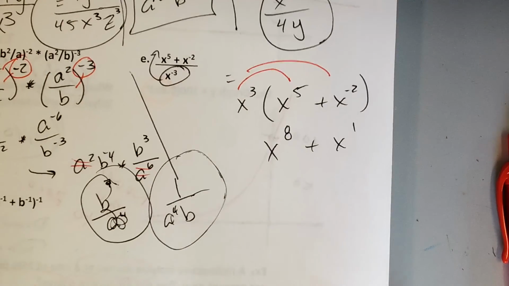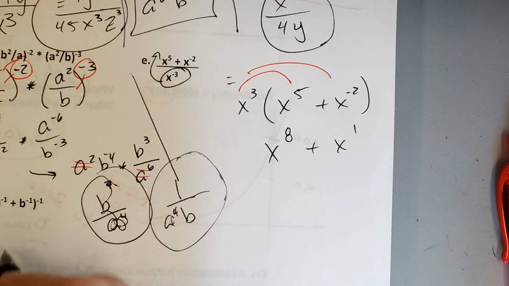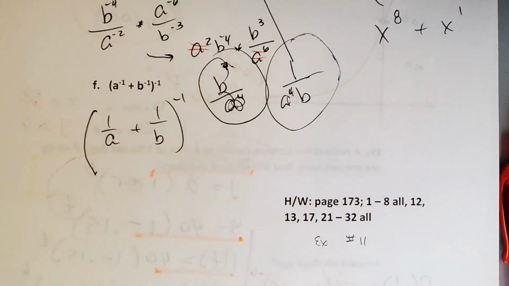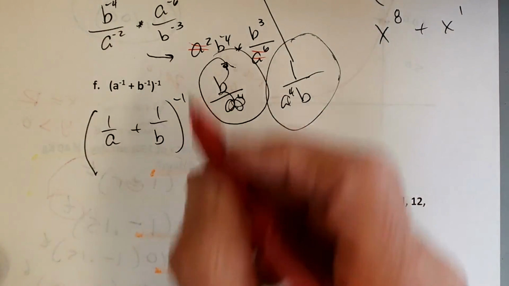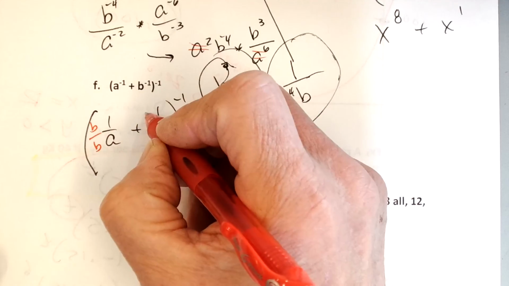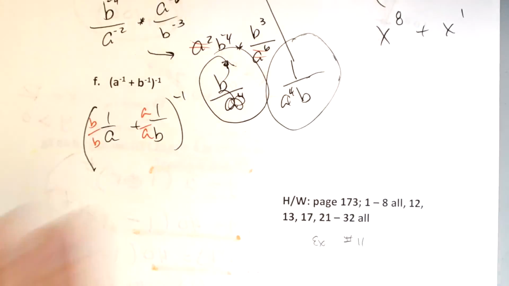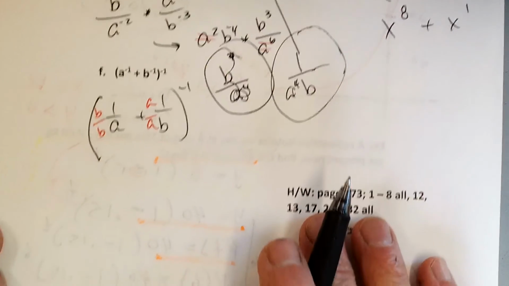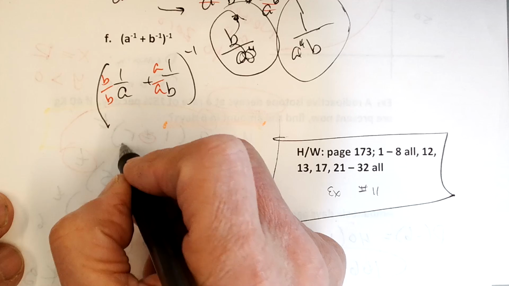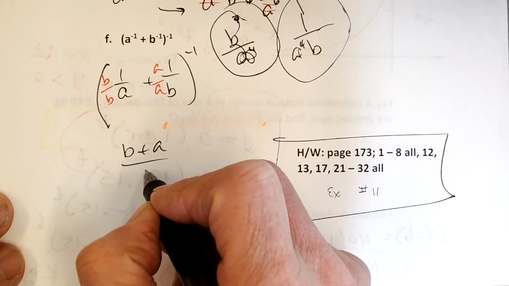And this one, the bell's going to ring. I'm going to run out of time to do this one, but this is 1 over a plus 1 over b, all to the negative 1 power, okay? This one's kind of hard. I'll just do it real quick. I need a common denominator to add them, so multiply that b over b, a over a. Anyway, this one's going to be ab over b plus a.